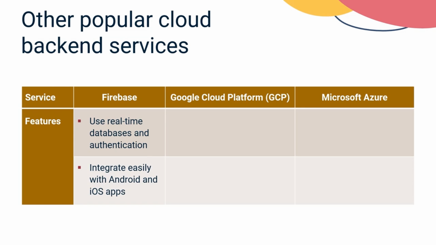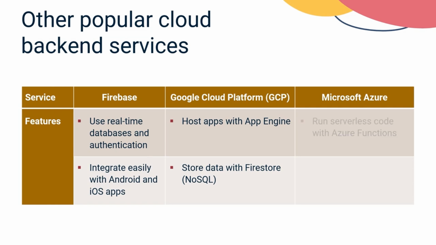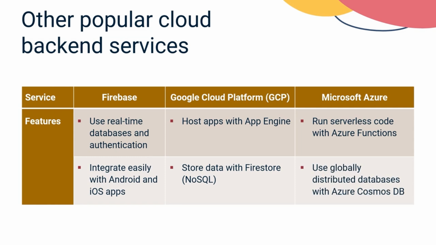Google Cloud Platform, GCP, provides services like App Engine for hosting applications and Firestore for NoSQL database needs, helping developers build robust apps. Microsoft Azure offers services such as Azure Functions for serverless computing and Azure Cosmos DB for globally distributed databases, supporting mobile backend needs.